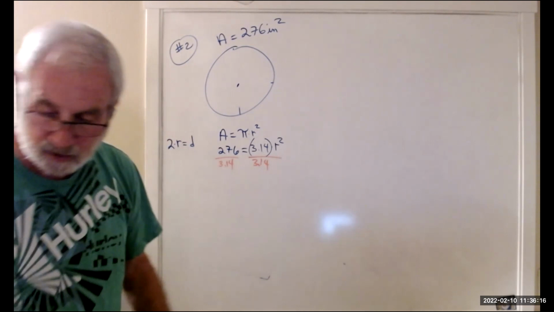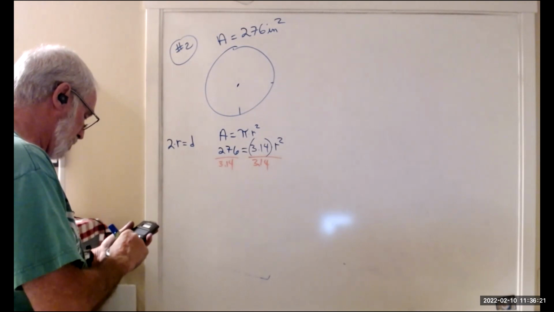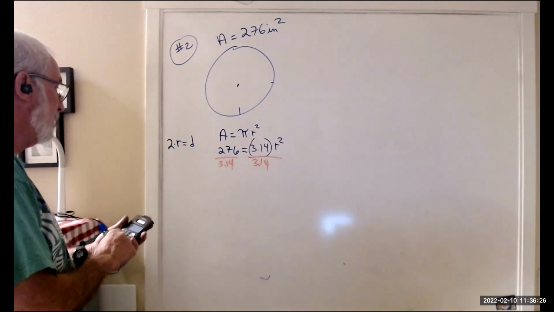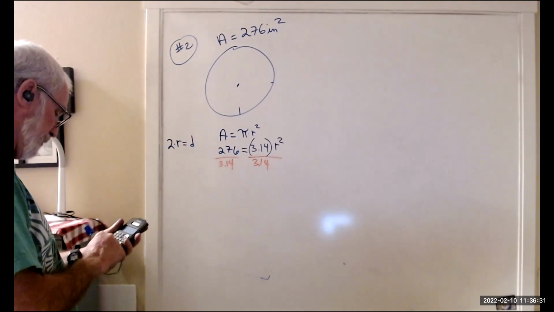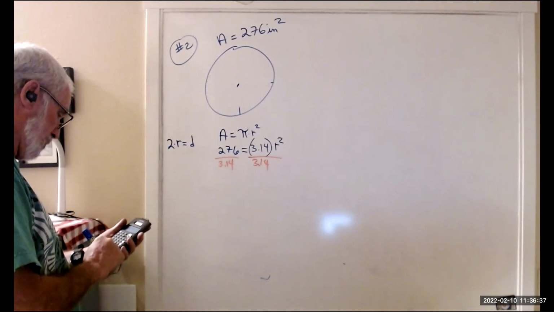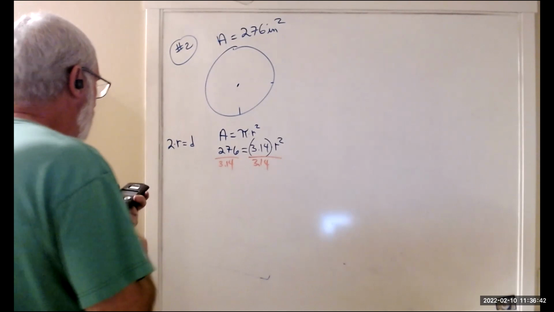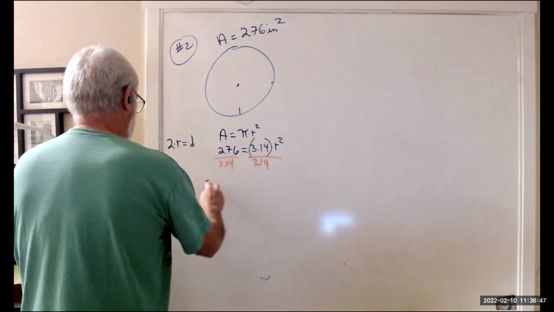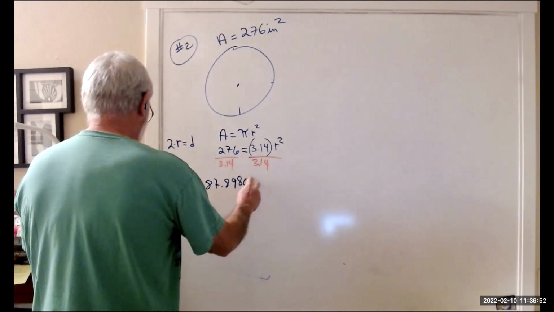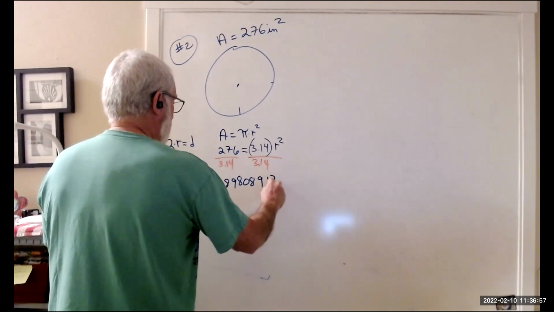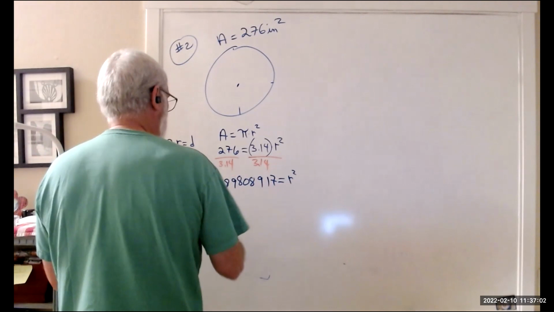Calculator. 276 divided by 3.14. This is 87.898087 equals r to the second power. That's what my calculator says. Did you all get the same thing on yours? Yeah. Okay.